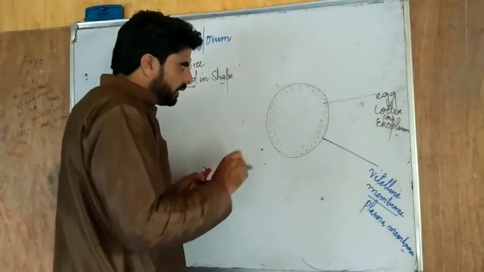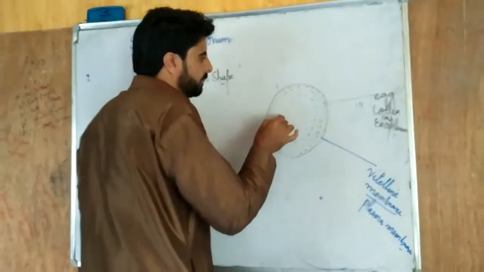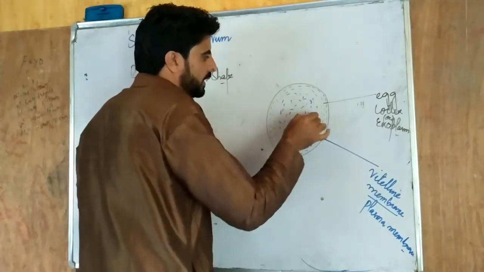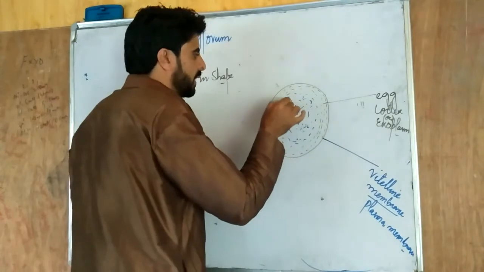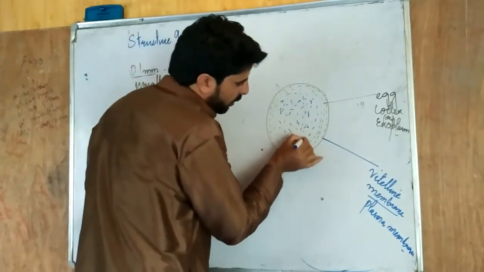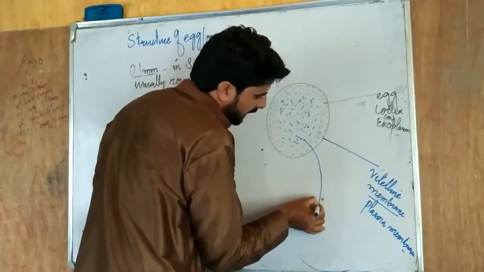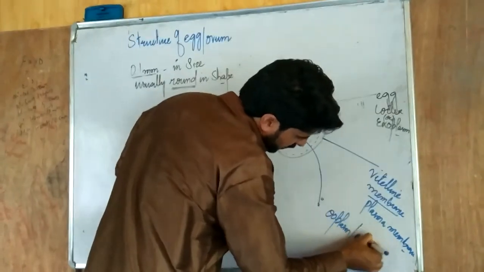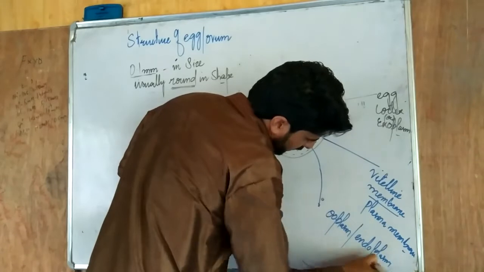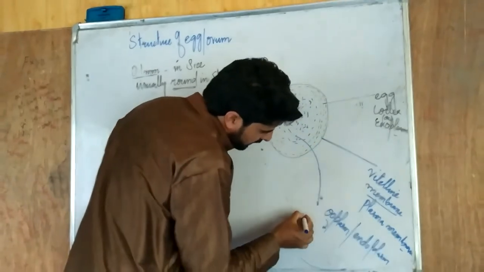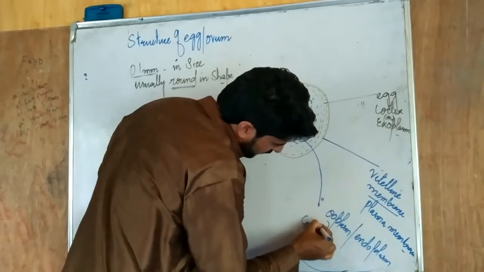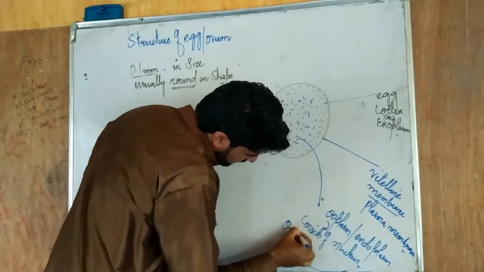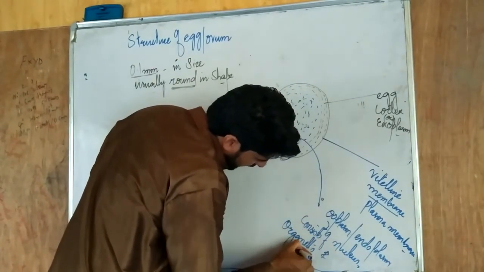Then inner to it we have a dense cytoplasm. We call this type of cytoplasm the endoplasm, or it's also known as ooplasm, because the nucleus is located here. This portion is known as ooplasm, or it can be called endoplasm. Now this ooplasm consists of the nucleus, organelles, and egg yolk.